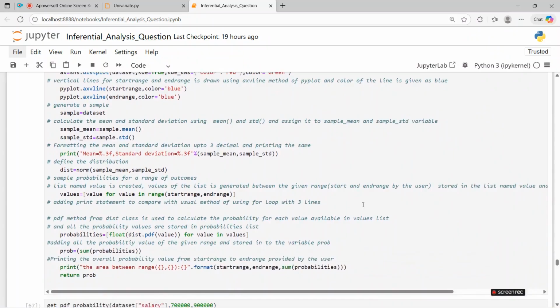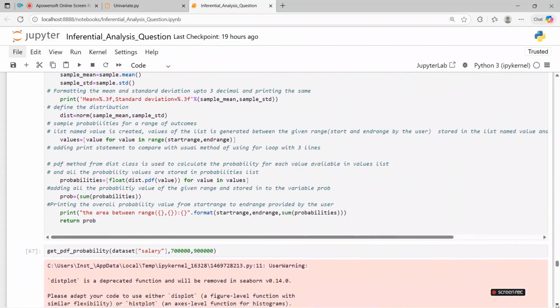Once we define the distribution, the next step is we need to take the values, whatever values are available between the start range and end range. So whatever values in the salary column between the start range 7 lakh and 9 lakh will be collected and kept in the list values. Once we have the values, we are finding the probabilities for all the values using a for loop, and we are having it in the probabilities list. Then we are summing all the probability values, keeping it in prob. So we will be returning the prob.